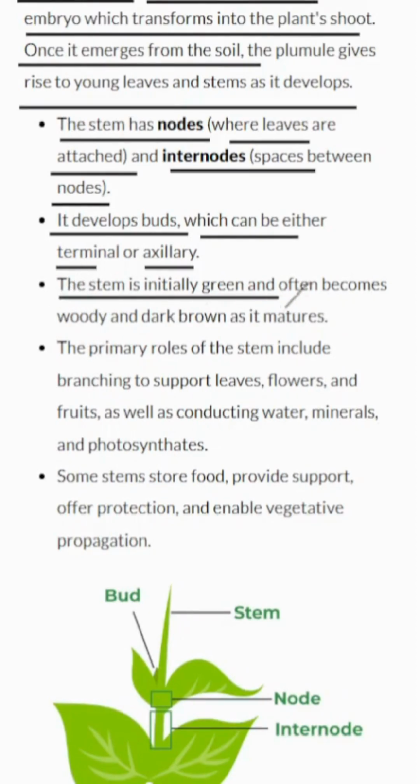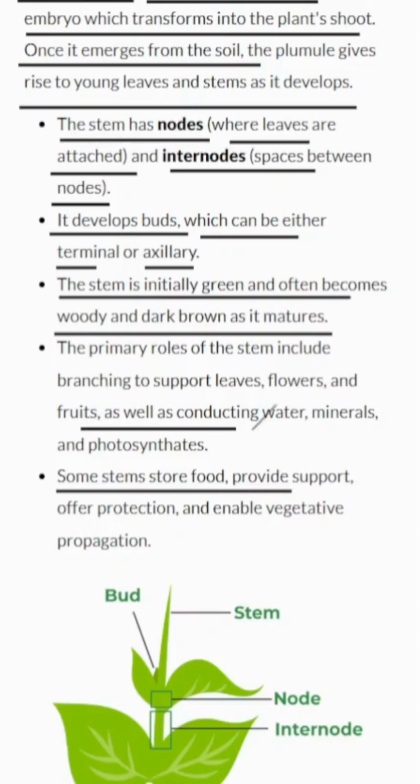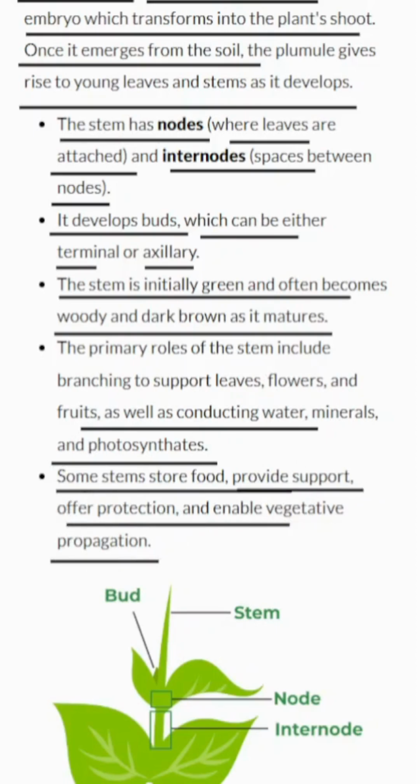When a stem first emerges, it's usually green and flexible, but as it matures, it often becomes woody and dark brown. The stem is like the plant's highway system, conducting water, minerals, and photosynthetic products throughout the plant. Some stems even store food, provide support, offer protection, and enable the plant to reproduce vegetatively, creating new plants without seeds.